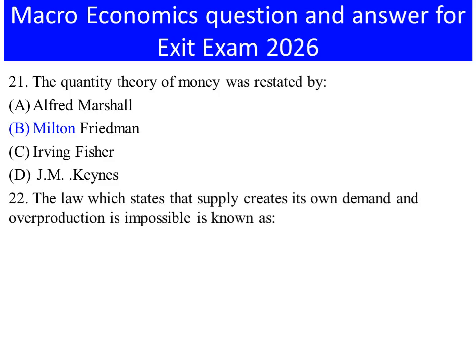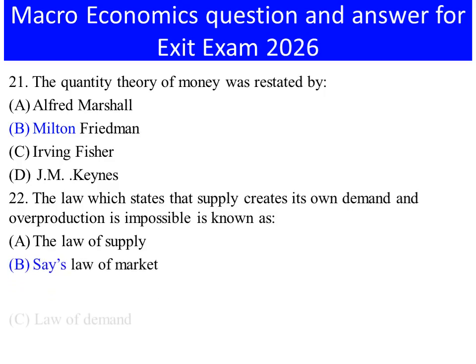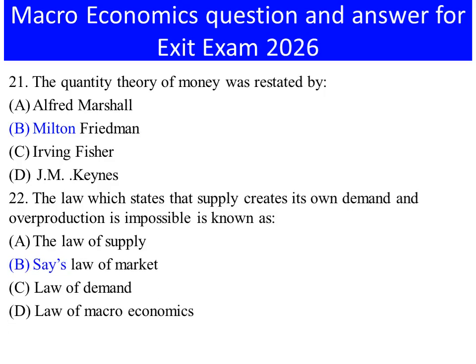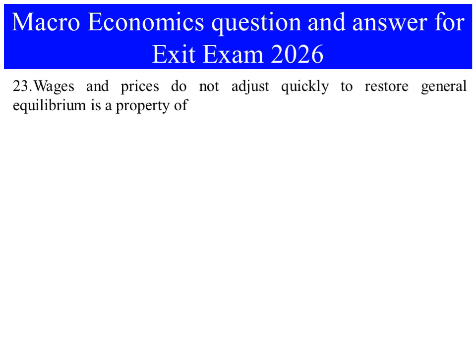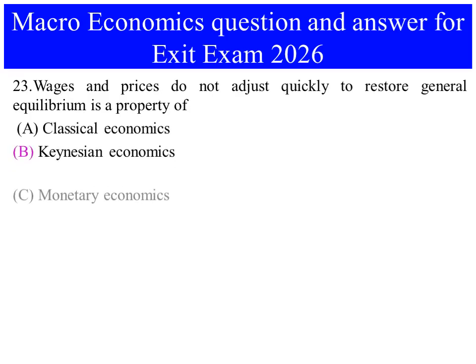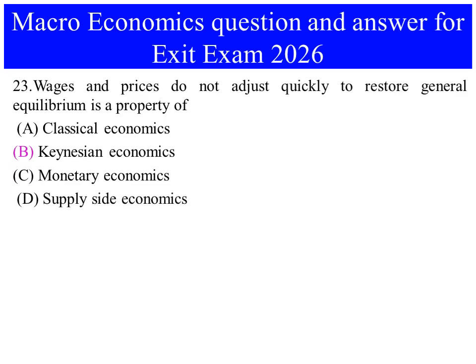Number 22, the law which states that supply creates its own demand and overproduction is impossible is known as the law of supply, Say's law of markets, the law of demand, or the law of macroeconomics. As we said, that is Say's law of markets. Number 23, wages and prices do not adjust quickly to restore general equilibrium. Is the property of A, classical economics, Keynesian economics, monetary economics, or D, supply side economics. This is Keynesian economics, as you know from microeconomics.